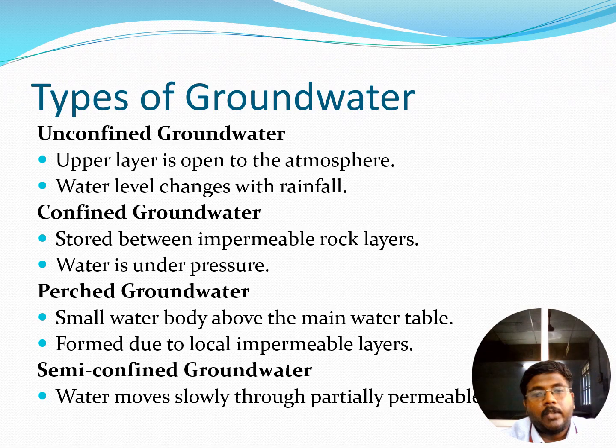Next, we see the confined aquifer or confined groundwater. These are deep underground water-bearing layers trapped between impermeable rock or clay layers. The water is under high pressure, meaning it can rise up in the well when tapped. Next, we see the semi-confined groundwater. Water can enter and move through the partially permeable layer present inside the soil or rock particles.